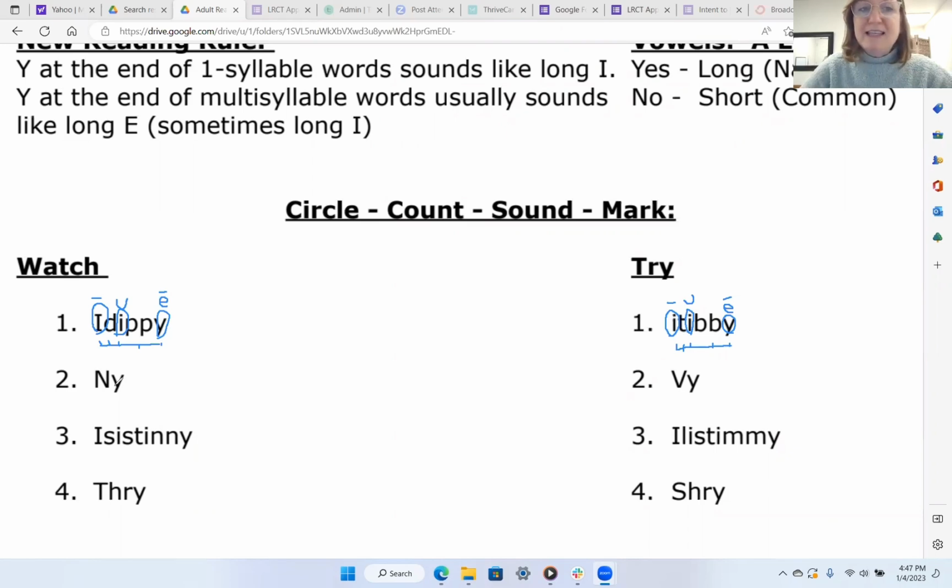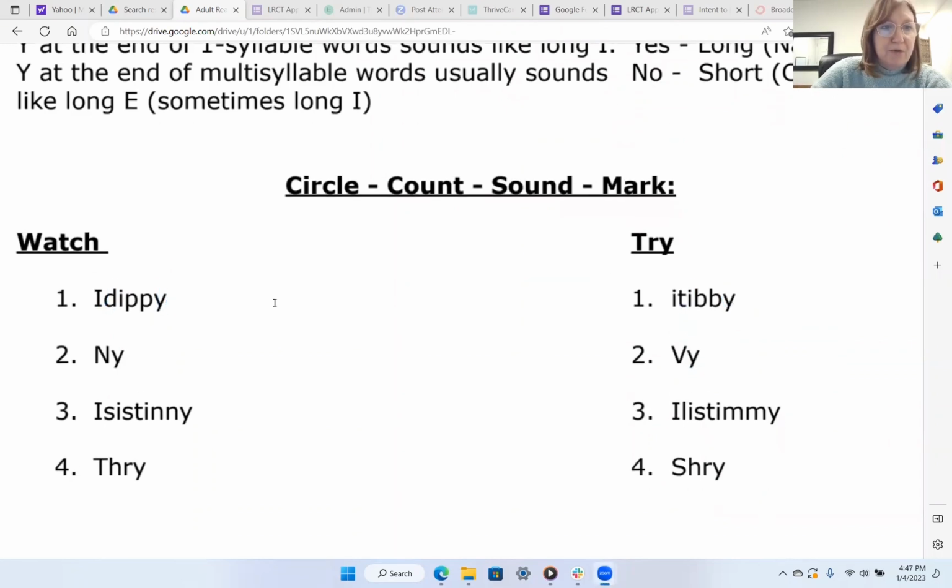We know if Y is at the end of a short word, it's going to make the long I sound. So this word is nigh. What would your word be over here? Y is at the end of a short word. It's going to make the long I sound. Now that one is always. You can take that rule to the bank. When Y is at the end of a short one-syllable word, it is always going to say I. It'll never say E. So your word is vi. Good. Okay, moving on.